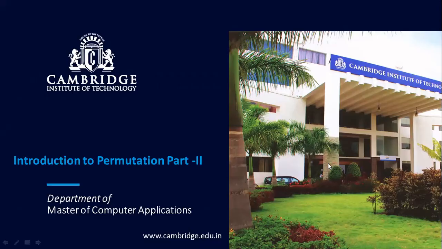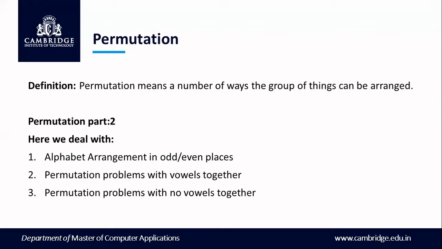Hi friends, let us discuss the permutation problem, second part. In this part 2, we are going to discuss three types of problems. But before going into them, let us recollect the definition of permutation. Permutation means the number of ways a group of things can be arranged.